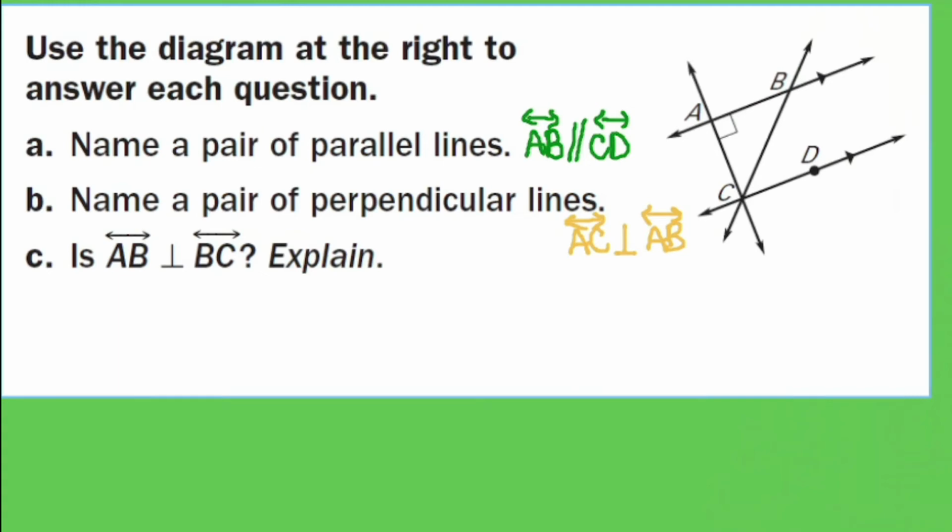And now the question, is line AB perpendicular to BC? The question is, do they intersect to form a right angle? I'm going to go with no on this one. That's not looking like a right angle. None of those are looking like right angles. So I would say no, and my explanation would be they don't intersect to form a right angle.